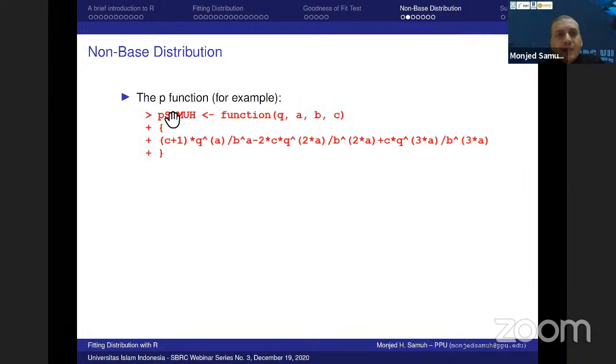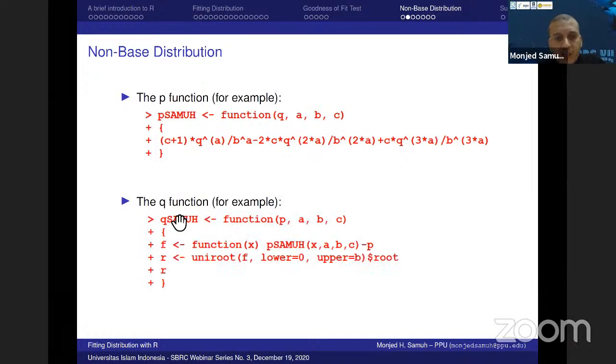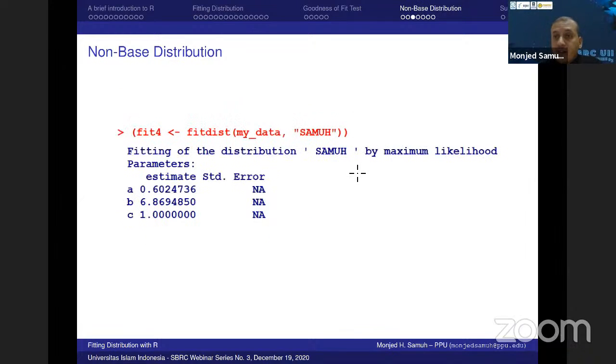And the other 2: the P function, where you write the CDF of your distribution. You need to pass the quantile and the parameters. The third function is the Q function, the quantile function, which is the CDF minus p, and here you need to pass the probability p and the parameters. Once you define these 3 functions, you are ready to use the fitdistrplus library, let's say.